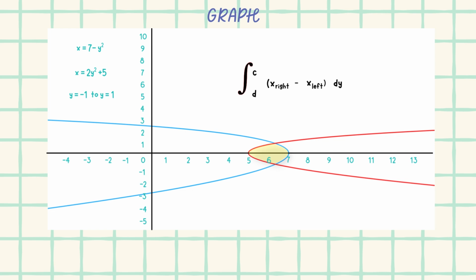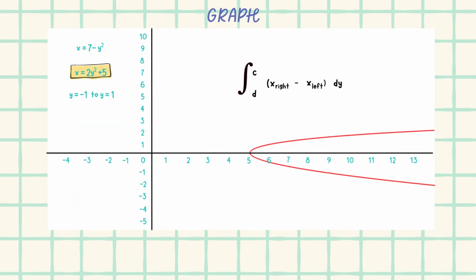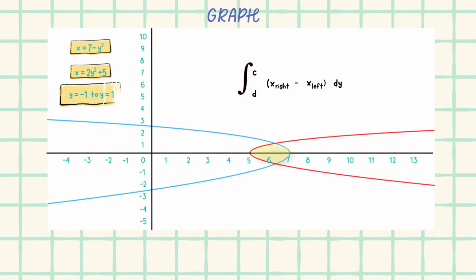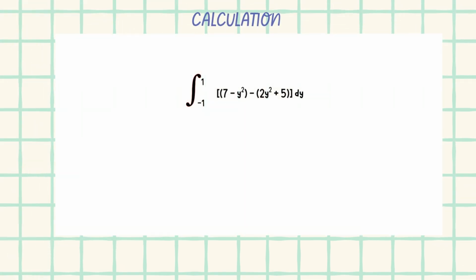Looking at our graph, the rightmost boundary is our blue curve, 7 minus y squared, and the leftmost boundary is our orange curve, 2y squared plus 5. Our interval is bounded from a floor of y equals -1 to a ceiling of y equals 1. Plugging our functions into the setup gives us the definite integral from -1 to 1 of the quantity 7 minus y squared minus 2y squared plus 5 with respect to y.